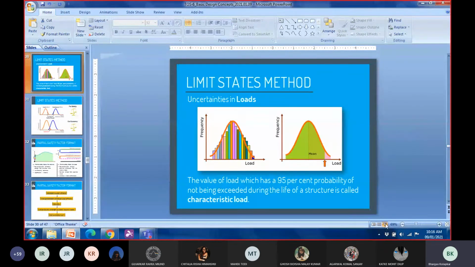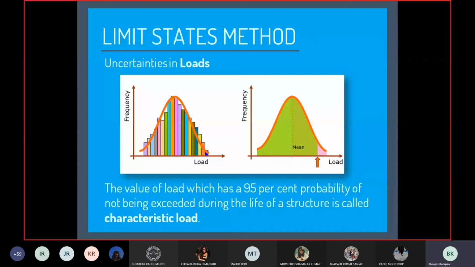The opposite of this is loads. Similarly, it is very similar to the concept that we saw before, but here we are looking for an upper bound of load, meaning that 95% of the time the load that you can expect in a particular structure is lesser than this value. That particular load is called the characteristic load. So the value of load which has a 95% probability of not being exceeded during the life of the structure is called the characteristic load.